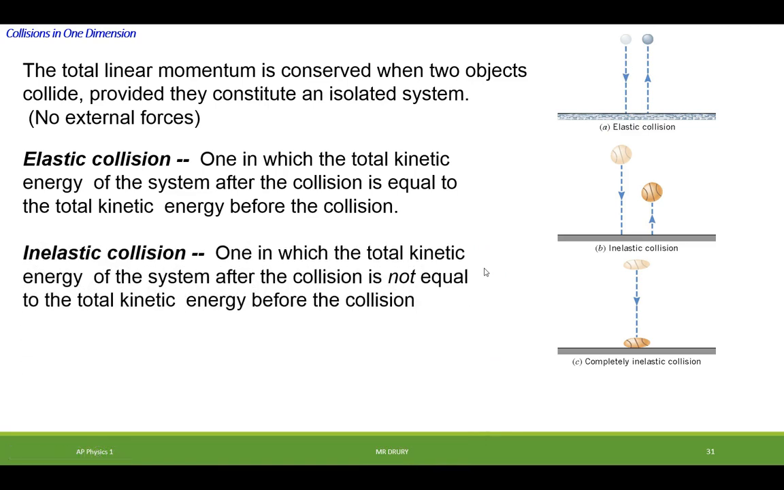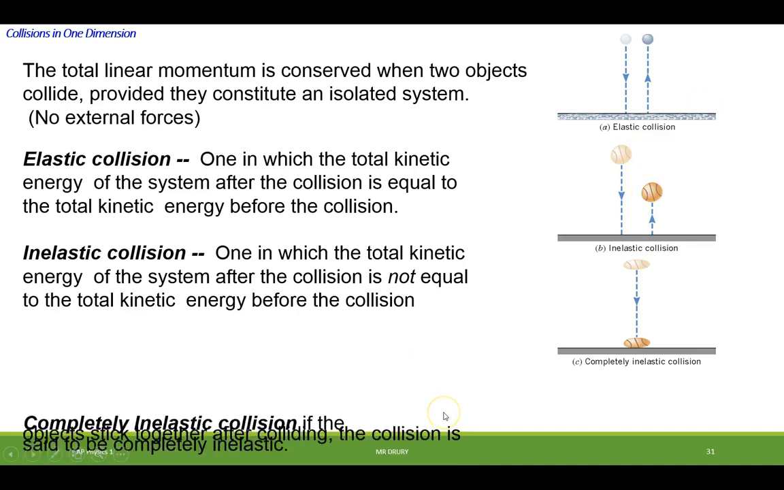An inelastic collision is one in which the total kinetic energy of the system after the collision is not equal to the total kinetic energy before the collision. So this is what happens almost like in real life. The elastic case is really mostly an idealized situation. But you drop a basketball, it collides with the ground, and it obviously doesn't come up to the same height. So kinetic energy was not the same before and after.